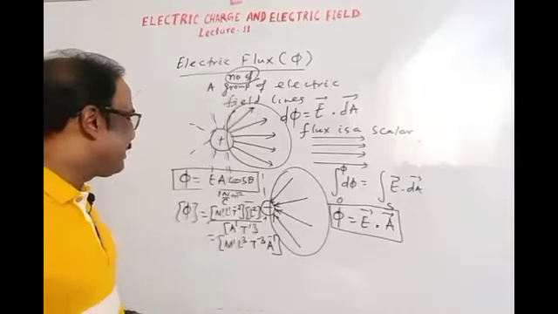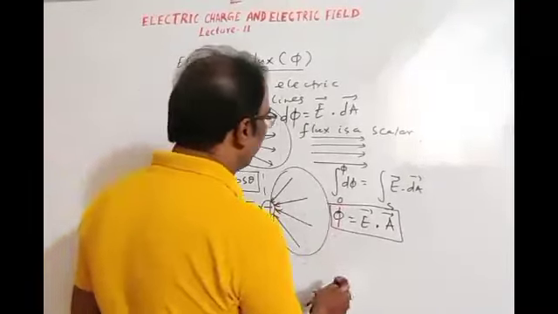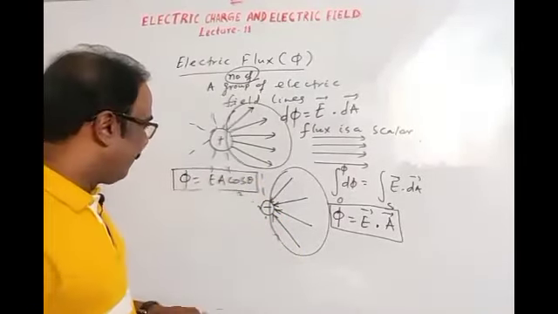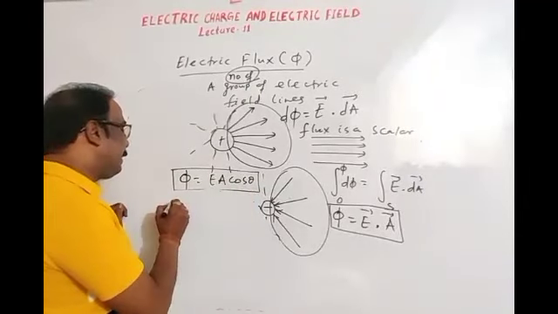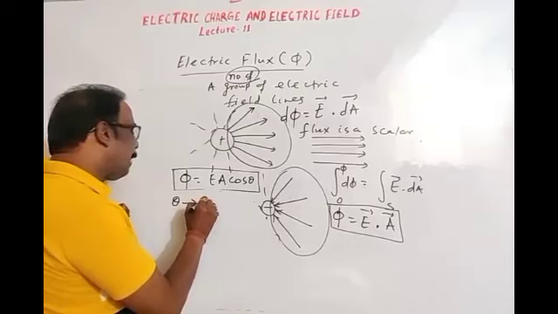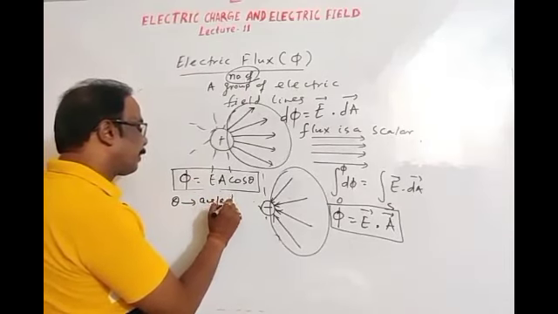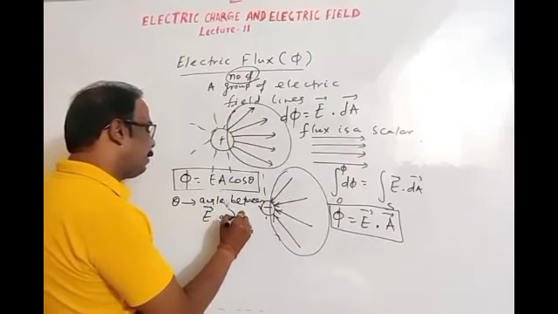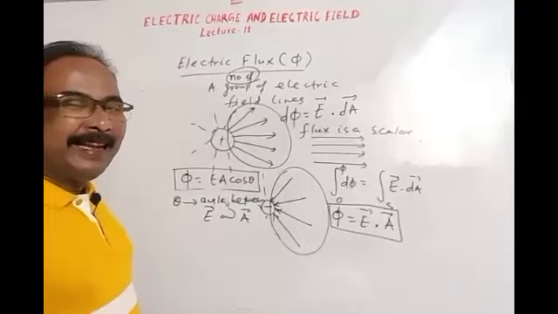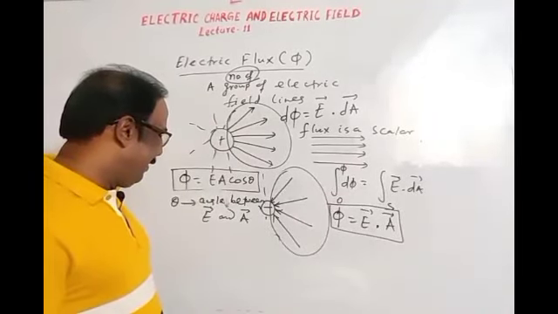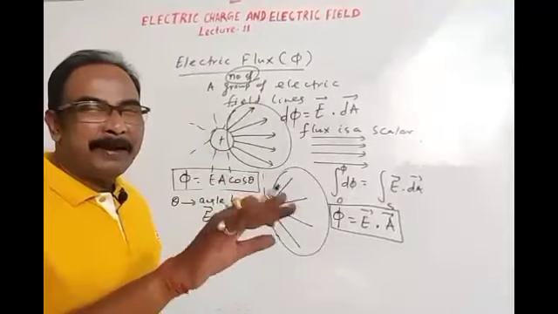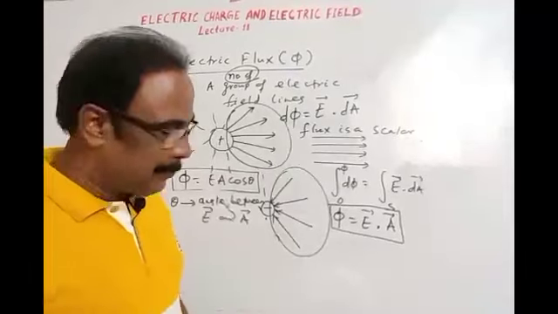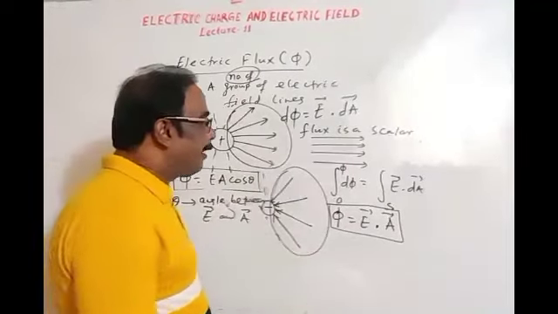Okay. Then some other cases about electric flux. What is theta? Very important. We know it, but again we will discuss it. Theta is the angle between the E vector and the A vector. Theta is the angle between the electric field and the area vector. But the area vector is perpendicular to the surface. Okay. Let's now think about the angle between the electric field and the area vector.